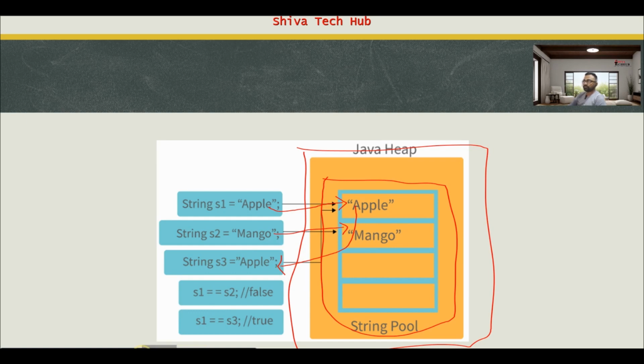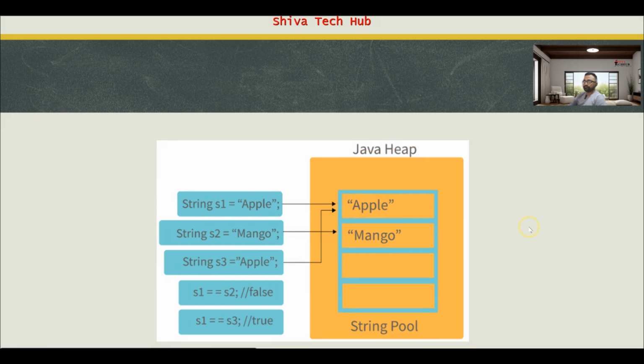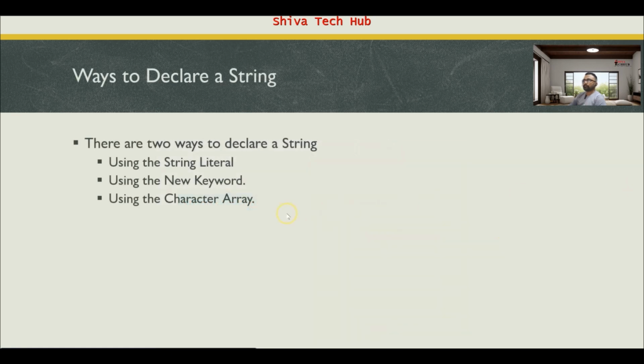Let us also try to understand in how many ways we can declare a string. Basically there are three ways to declare a string. One way is by using a string literal, and the second way is by using the new keyword, and the third way is that initially we create a character array, then we convert that character array into a string. So these are the three ways by which we can define, declare, or initialize a string in Java.